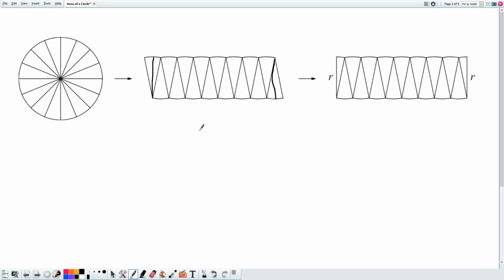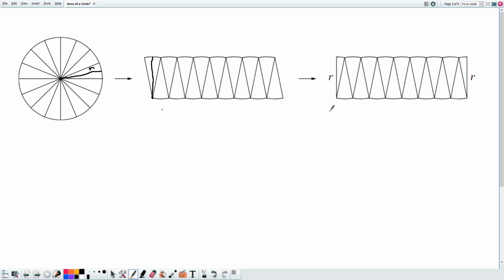r. Since if we were to take the distance, it would be equivalent to r, because it's from the middle to the outside of the circle. Think of it like if you took one of these triangles and split that in half, you still get r.